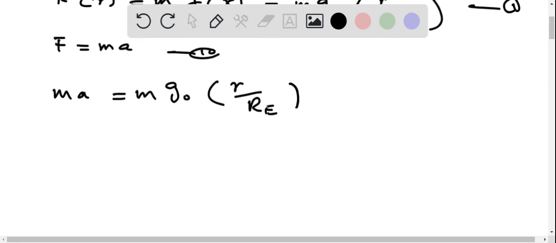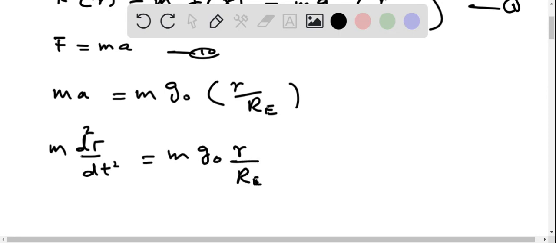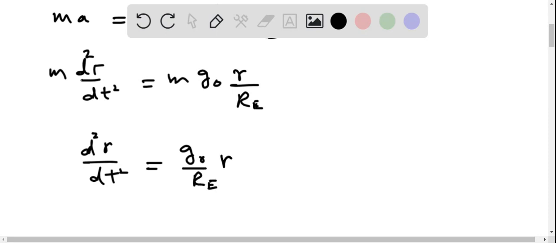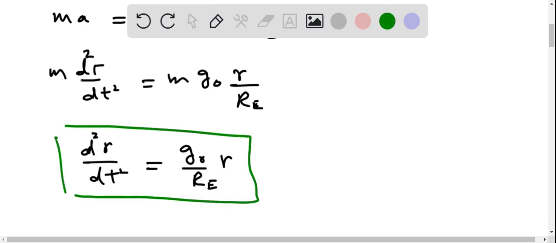So from here we can write this equation as m d²r/dt² equals m g naught r divided by R_E. So from here we can write d²r/dt² equals g naught divided by R_E multiplied by r. So this is the required relation. Let's call it equation number A.